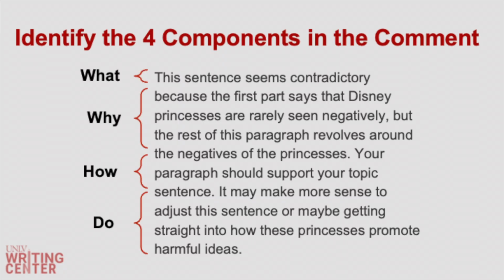Here is what we think the peer reviewer has done in their comment. What? This sentence seems contradictory. Why? Because the first part says that Disney princesses are rarely seen negatively, but the rest of this paragraph revolves around the negatives of the princesses. How? Your paragraph should support your topic sentence. Do. It may make more sense to adjust the sentence or maybe getting straight into how the princesses promote harmful ideas. How did you do?